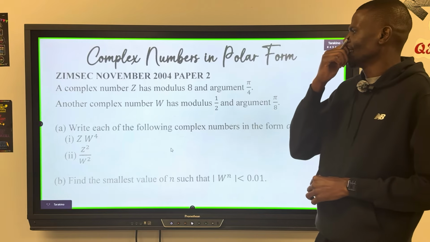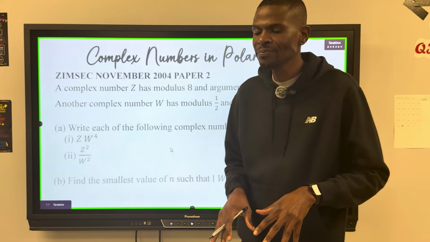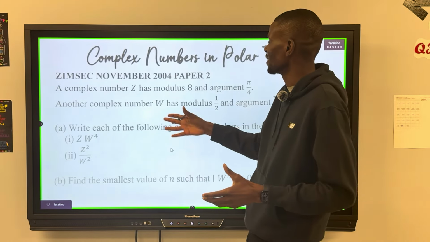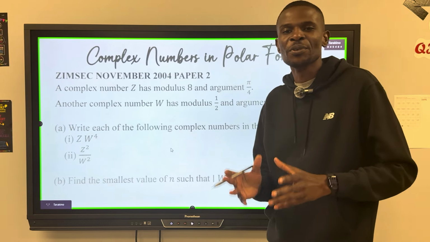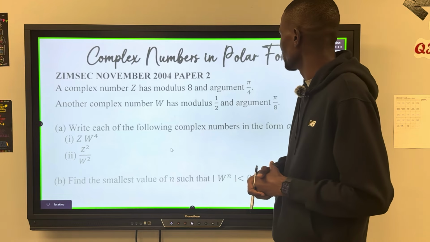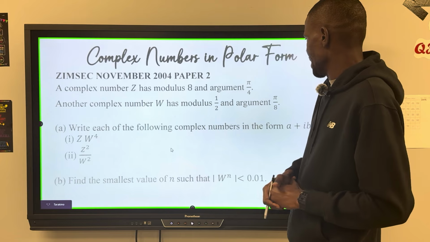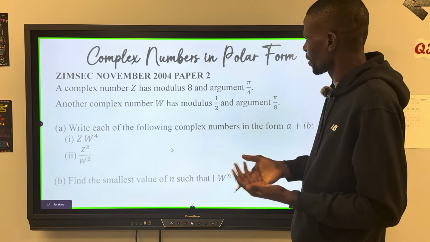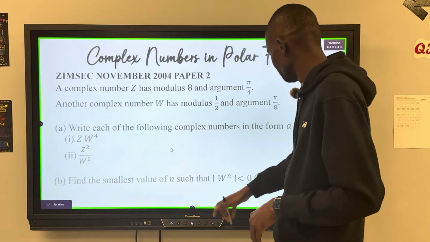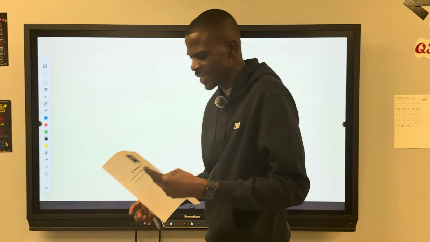So guys, first things first, we need to rewrite this complex number in modulus argument form, since we are given the moduli and the arguments for both complex numbers. And what else do we need to do? Then we have to apply De Moivre's theorem and its properties. So without wasting much time, let's go ahead and get started.